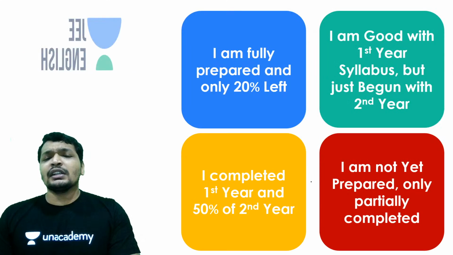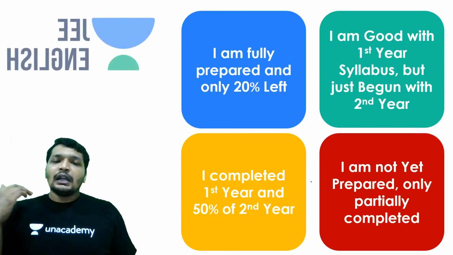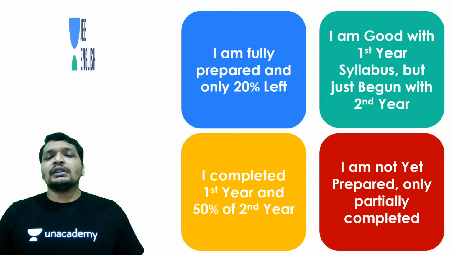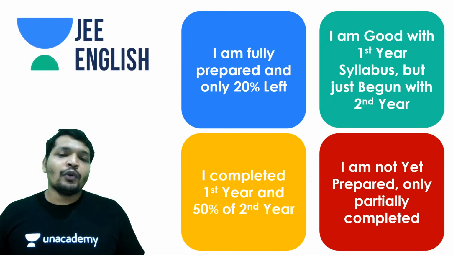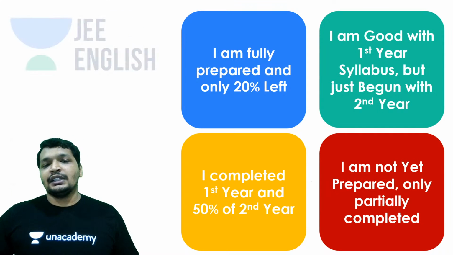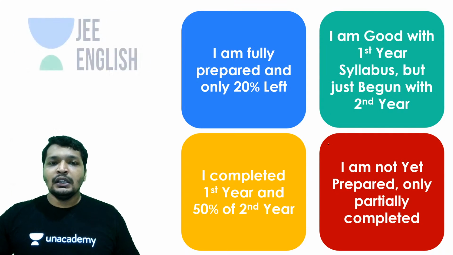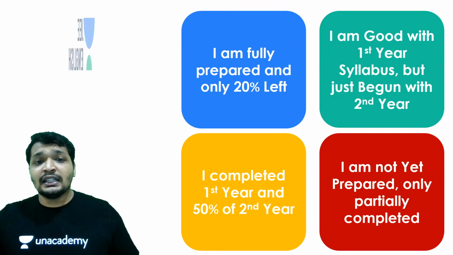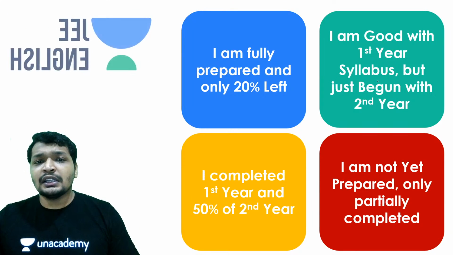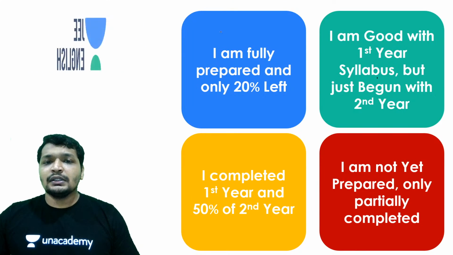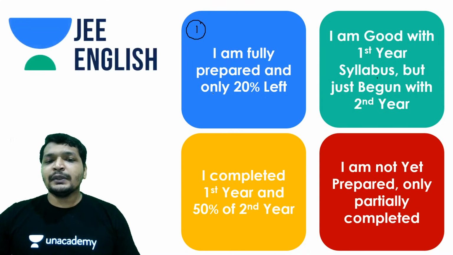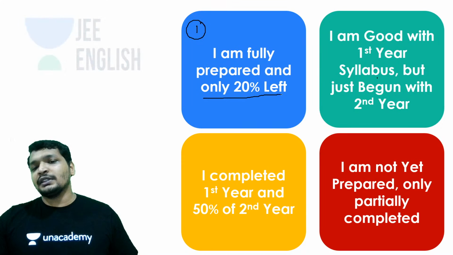So plan accordingly. Now, what I'm saying is, on your paper or notebook, see which among this classification you belong to. I'll explain each classification individually. Let me come to the first one. Generally, if you have been sincerely attending classes from day one, or if you have been preparing very sincerely, you're probably in this blue box. You're fully prepared and only 20% is left, which means within the next 3 months, you'll be completing the 20% of the syllabus.